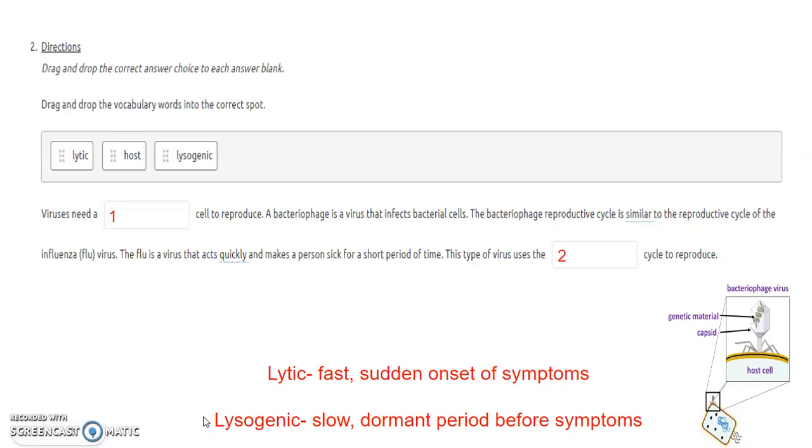So it could take weeks, months, years even, with a virus that's going through the lysogenic cycle for someone to show any symptoms. And a good way to remember it is that the word lysogenic is longer, so it takes a longer period of time to see symptoms with this viral replication. Okay, so figure out which answer choice has the number 1 and number 2 box answers correct.